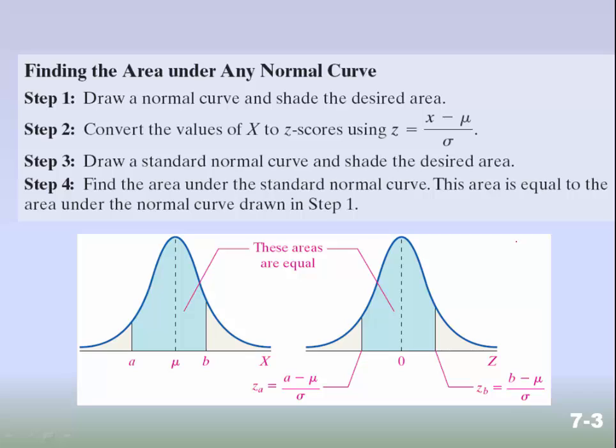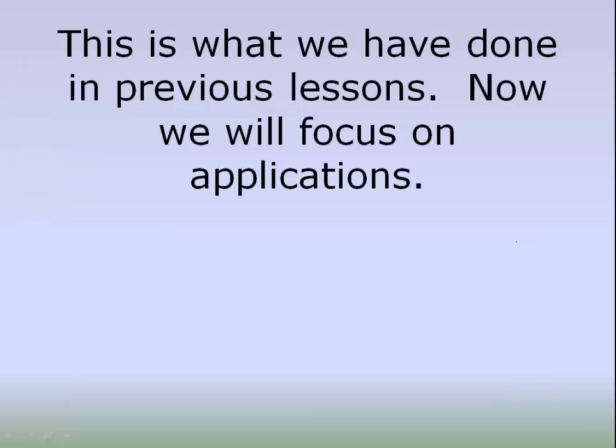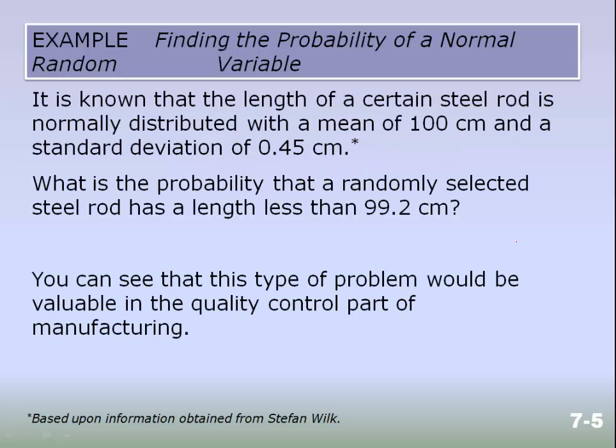Finding the area under any normal curve involves drawing a normal curve and shading the desired area, converting the x values of your variable to z-scores, then drawing a standard normal curve and shading the desired area. Last, you find the area under the standard normal curve. This area is equal to the area under the normal curve drawn in Step 1. This is what we have done in previous lessons. Now we will focus on applications.